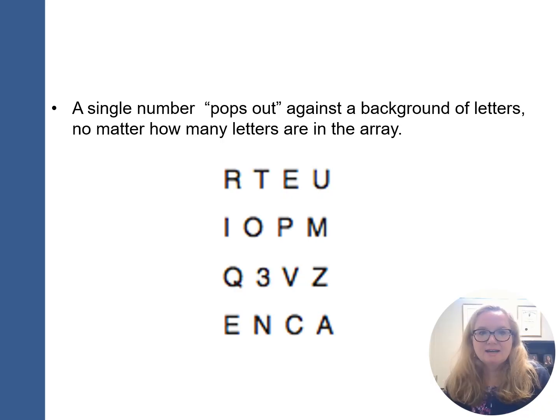Here's another example of a different kind of cognitive task. In this task, a single number pops out against a background of letters, no matter how many letters are in the array. When you present stimuli like this, you're trying to figure out, is attention grabbed? Does attention see the change that is different among all the other stimuli quickly, or do you have to take a lot of time and work your way through all the stimuli one by one to figure out if there is something in the stimulus that's different, like a number instead of a letter?